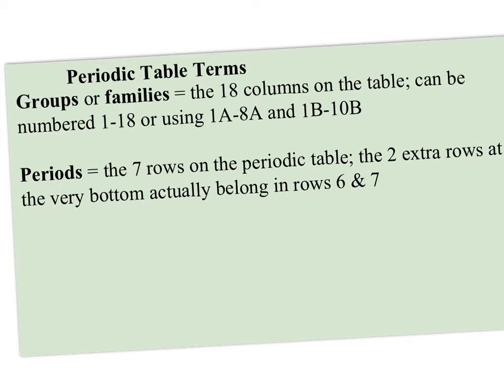Other terms you should be aware of: groups or families are the vertical columns, and there are 18 columns. You can number them simply 1 through 18, or American tables often label them 1A to 8A and 1B to 8B. Periods are the 7 horizontal rows on the periodic table, and there appear to be 2 extra rows at the very bottom, but they actually come up and slide into periods 6 and 7, like opening up your dining room table and putting the extra leaves in for company.